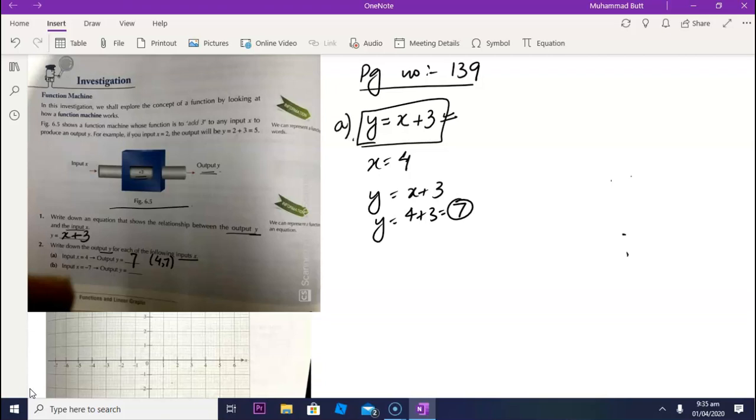When x is 7, in part B, they are telling you when x is 7, you have to find out y. Again, y is equal to x plus 3. Substituting the value of x over here, 7 plus 3, y is 10. So when x is 7, output y is 10, and the ordered pair will be 7 and 10.